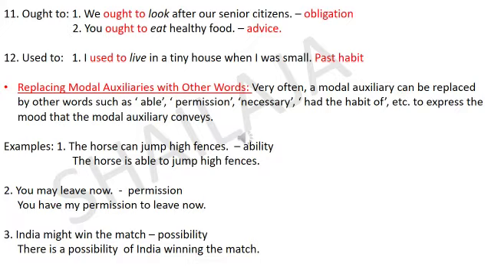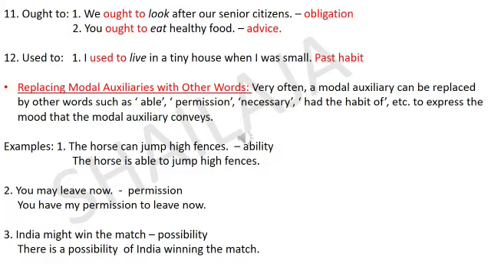Used to. I used to live in a tiny house when I was small. Past habit. It happened long back. Now, replacing modal auxiliaries with other words. Very often, a modal auxiliary can be replaced by other words such as able, permission, necessary, had the habit of, etc. to express the mood that the modal auxiliary conveys.